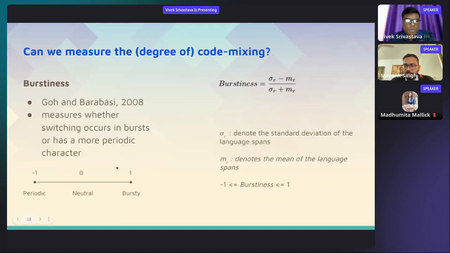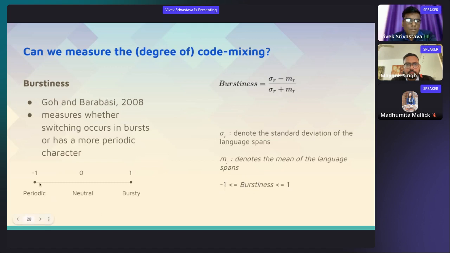So the next matrix that we have is burstiness, and it measures whether switching occurs in bursts, or the switching that happens has a periodic character. Now we don't talk about words in this metric. We talk about language spans, and sigma r denotes the standard deviation of the language spans, and mr denotes the mean of the language spans. And if you put everything together, the burstiness score will be in the range of -1 to 1.